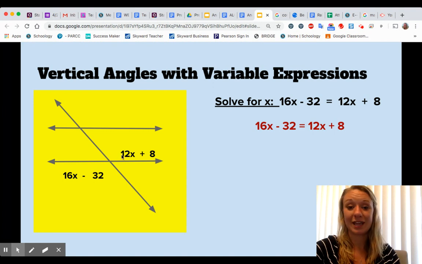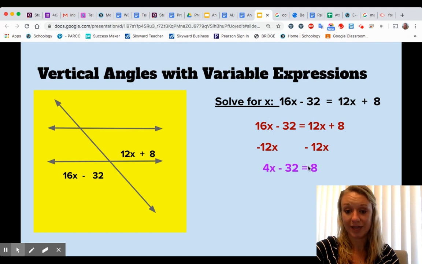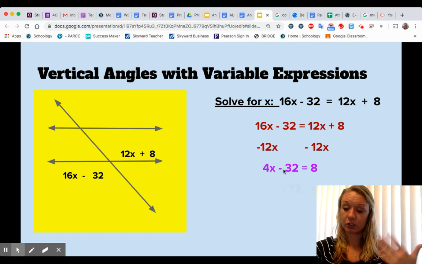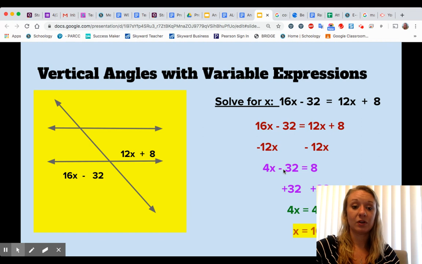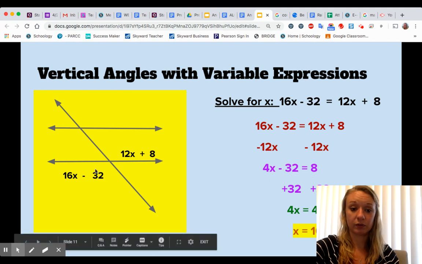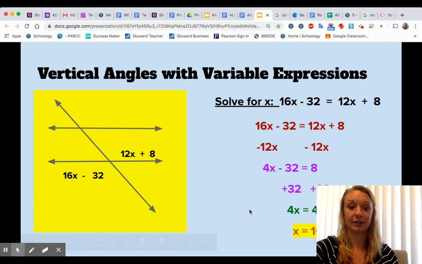Now it's just a game of solving the equation. So if you've got 16x and 12x, I know 12x is smaller, so we're going to move that to the other side. And I'm left with 4x minus 32 equals 8. With this minus 32, we're going to do the inverse, which is plus 32. And we're left with 4x equals 40. Divide both sides by 4, and you get x equals 10. So in sum, because these two angles were vertical angles, we could set them equal to one another, and then you can solve for x.